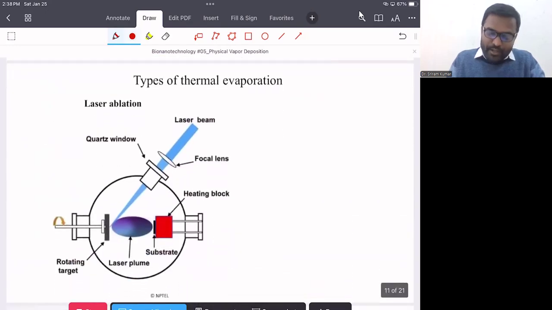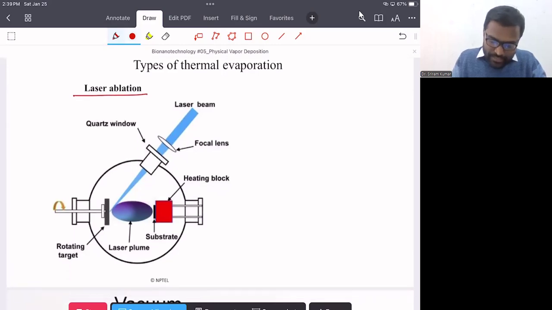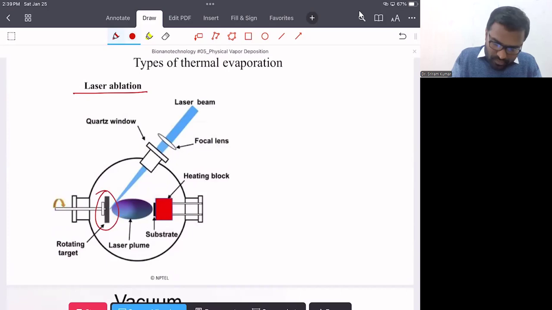The next important kind of thermal evaporation technique is laser ablation, or laser evaporation. In this technique, we have the target material here. When we put a high power laser on this material, there is localized heating on the target material, and based on that the atoms or the plasma from the target material come out. So we have a plasma here, and this plasma gets deposited on the substrate.